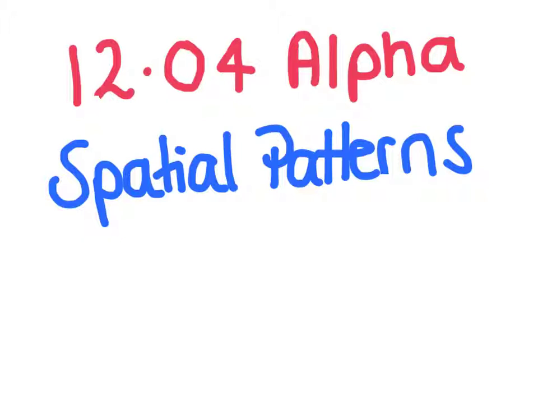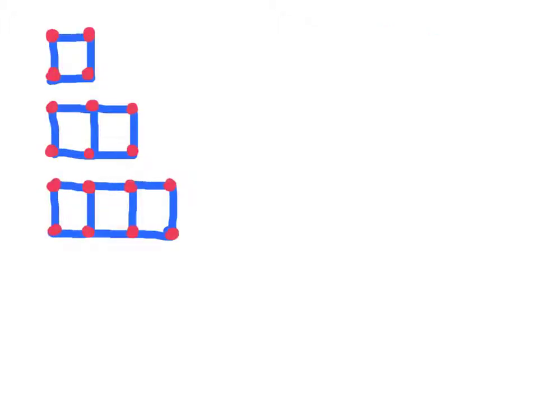Now spatial patterns are basically 2 or 3 dimensional patterns. In maths we often do them out of matchsticks so that you can physically build the patterns if needed. Alright, so here we have a pattern. We've got 3 patterns here. The first thing you might be asked to do is draw the 4th and 5th pattern.